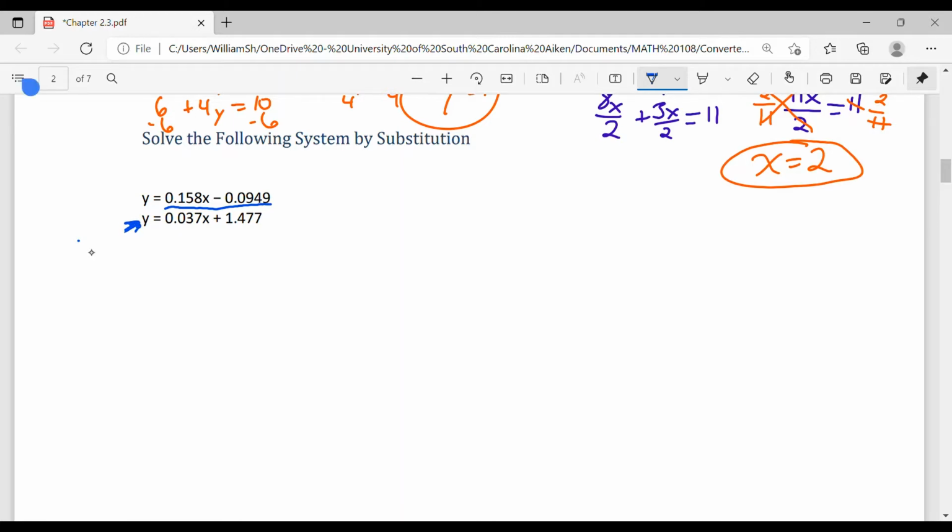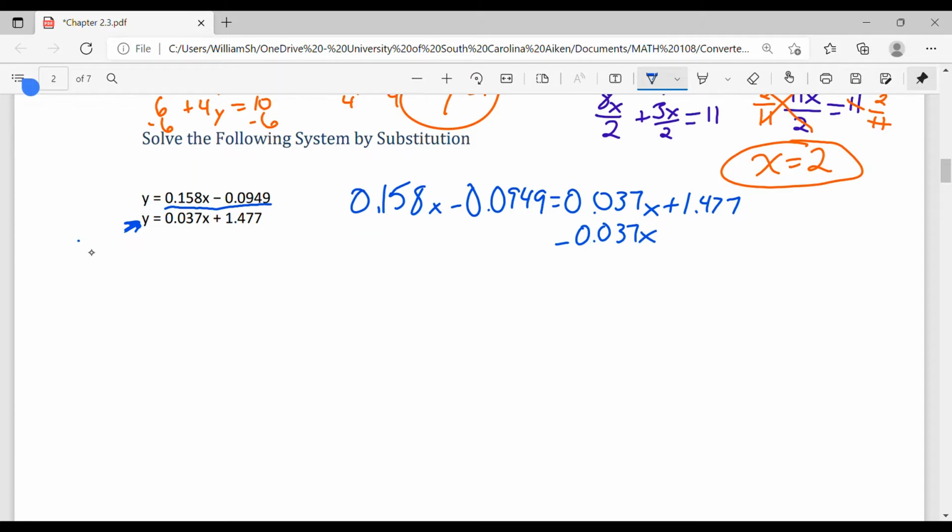Alright, so that's what we will do. We will do 0.158x minus 0.0949 equals 0.037x plus 1.477. Alright, so I'm going to get my x's together to start out with. I'm going to subtract 0.037x on both sides.